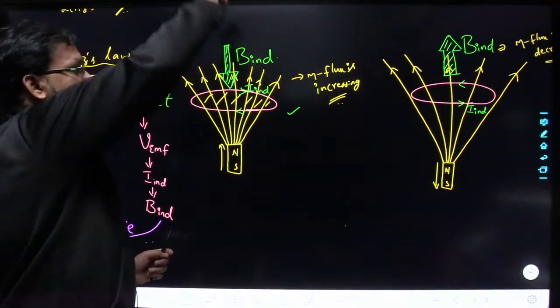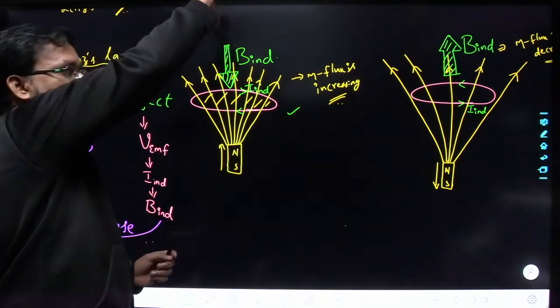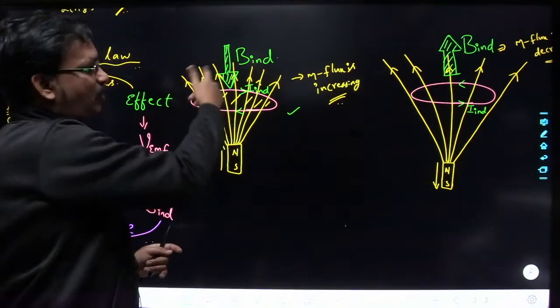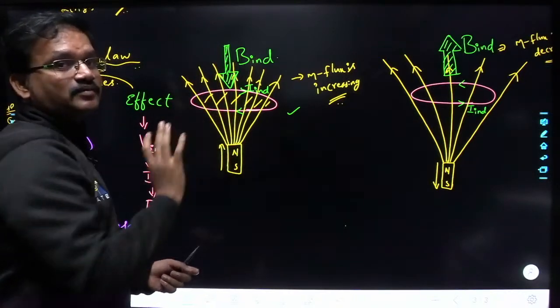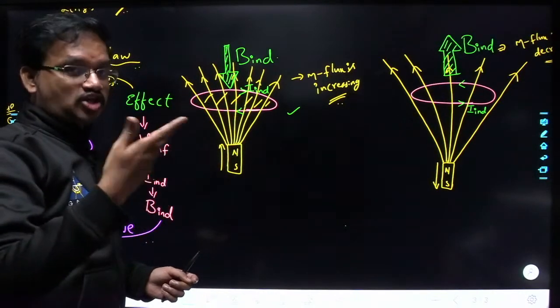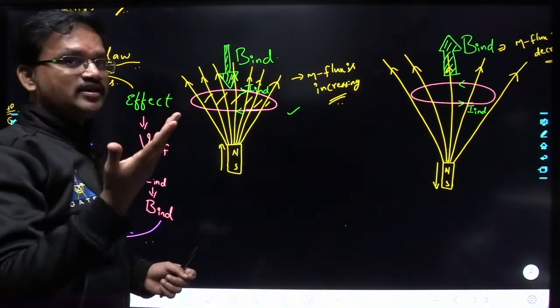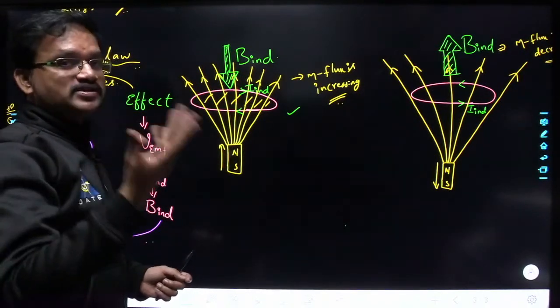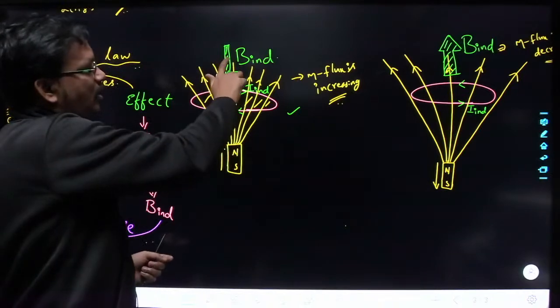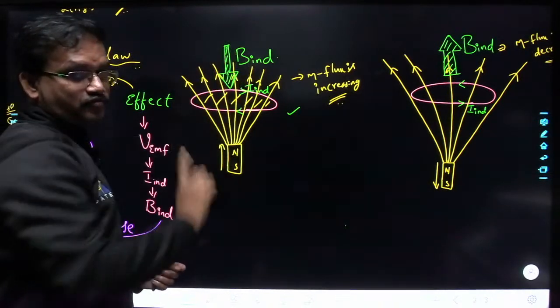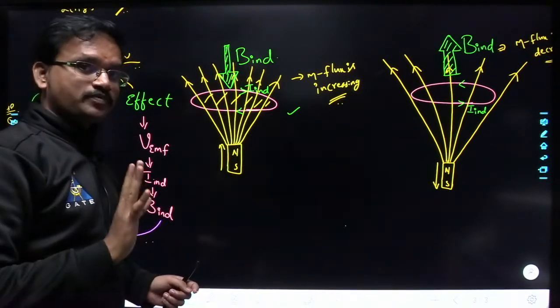Thus it is going to produce the induced magnetic field in the downward direction, so that it is opposing the increase in magnetic flux. Always you have to see the change here. What is the change? Whether it is increasing or decreasing. Based on that you are going to decide the direction of the induced magnetic field.